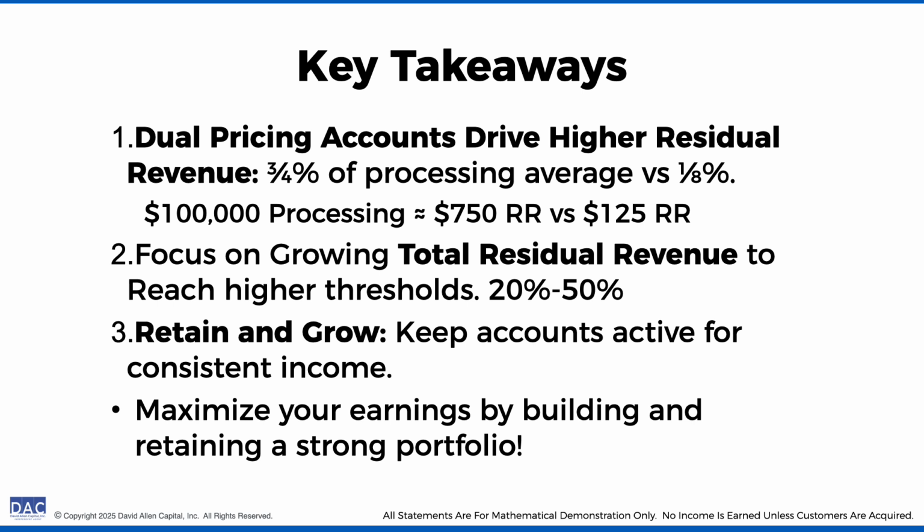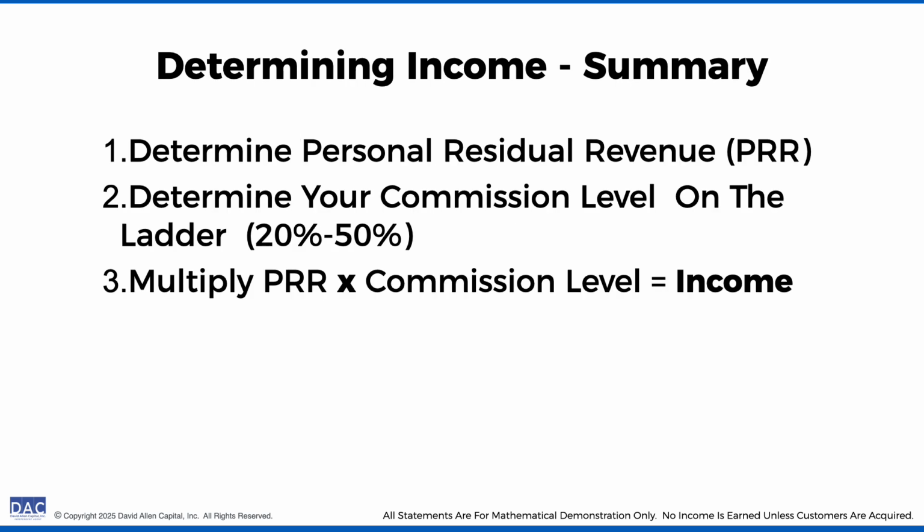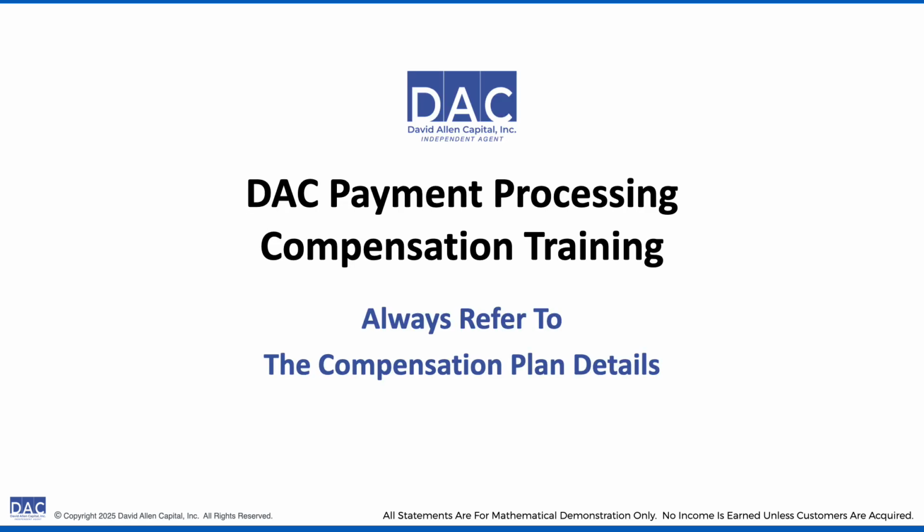This is on your personal customers. So again, you determine the personal residual revenue, you determine your commission level on the ladder, you multiply those two together, that is your income. As it says there in blue, always refer to the comp plan details. It's this simple. This video is accurate as of today, but this could be a 5-year-old video by the time you watch it. So you always want to refer to the comp plan details to make sure you've got accurate information.